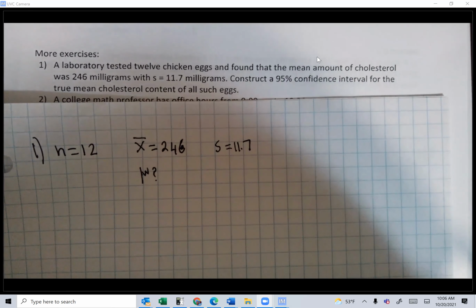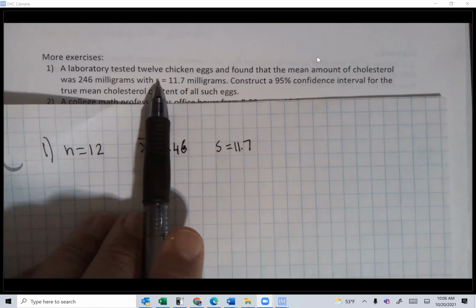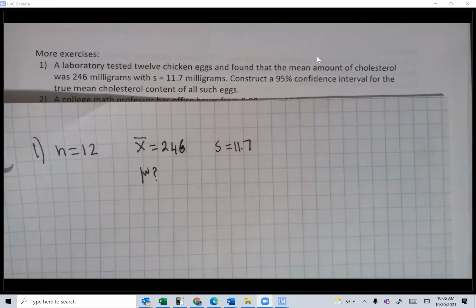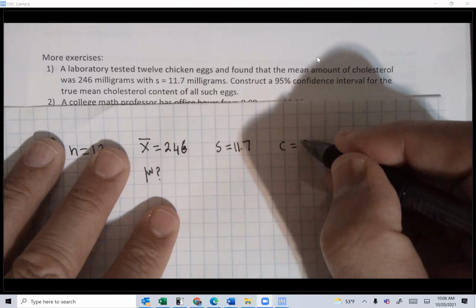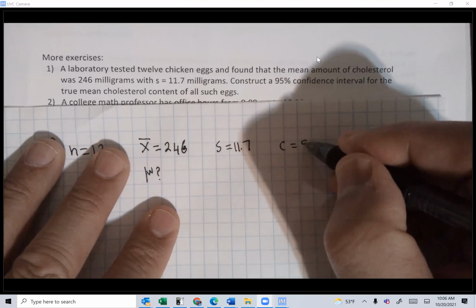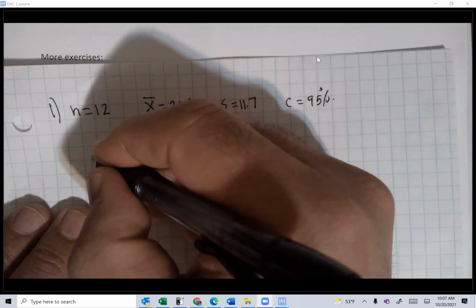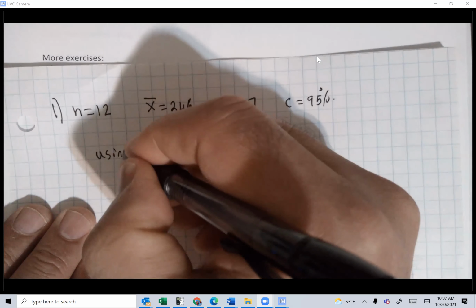And I even make it more clear, guys. I just put the letter S here. So I'm giving you a sample standard deviation. Construct a 95% confidence interval for the true mean cholesterol contents of all such eggs. I'm gonna do this one first on the calculator. And I'm just going to remind you how we did that by hand last time we met. Using TI-84.